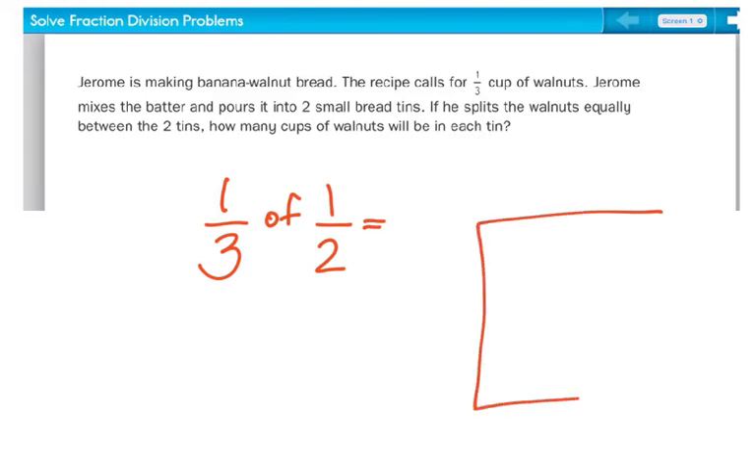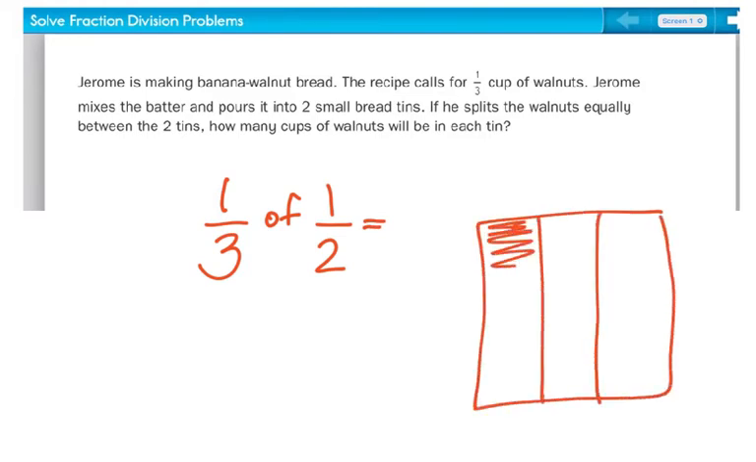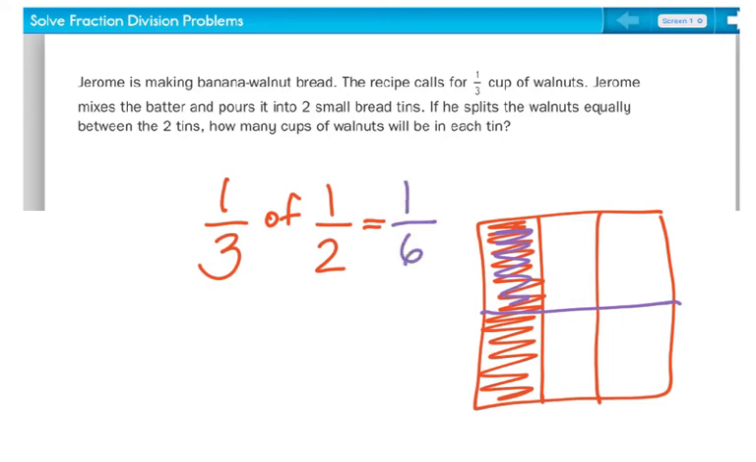Do you remember how we did this? We did this a lot at the very beginning. 1/3, and then divide it in half, shading 1/2. So 1 times 1 is 1, 3 times 2 is 6. 1/6 cup. 1/6 of a cup.